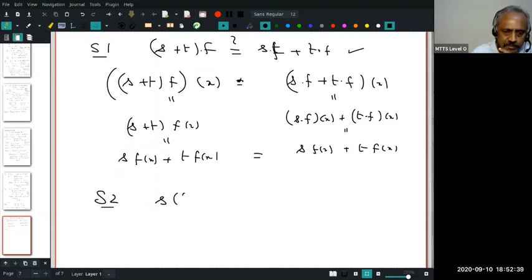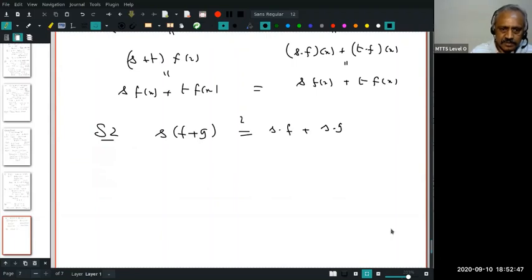This is s into f plus g. Whether it is equal to s dot f plus s dot g. Maybe I will do that. Okay. So let us look at s dot f plus g at x.